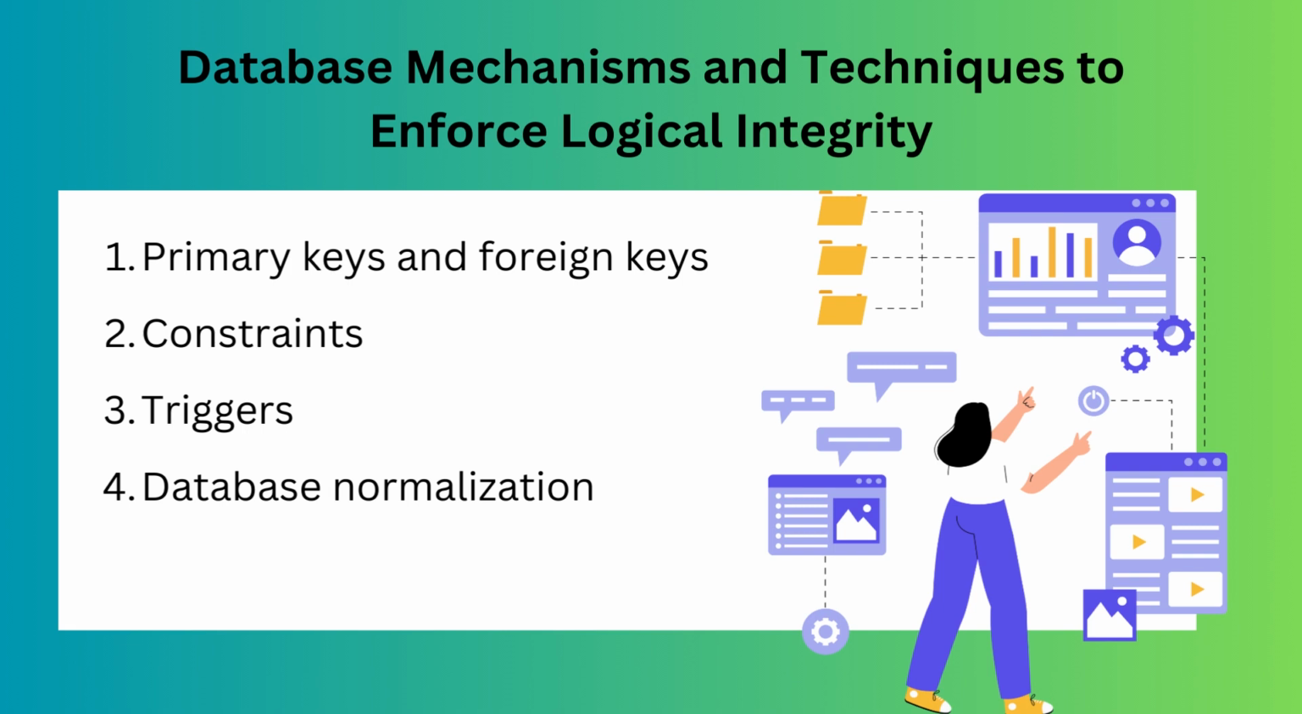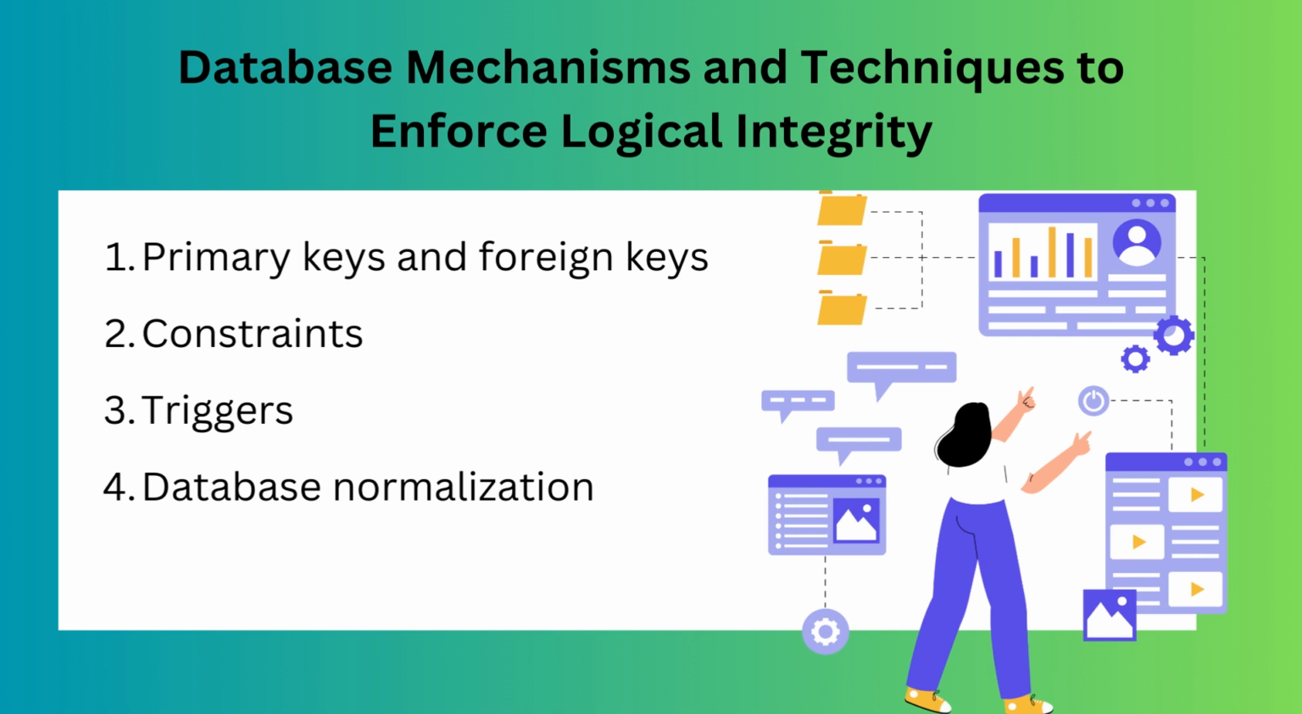So all databases provide the ability to define primary keys and foreign keys. So primary keys uniquely identify each record in a table, while foreign keys establish relationships between tables by referencing the primary key in the parent tables. In other words, foreign keys prevent users from entering a value that is not already available as the primary key in the parent table.